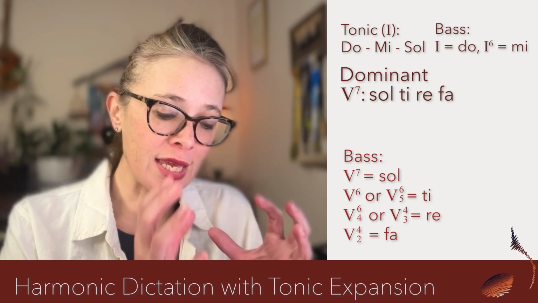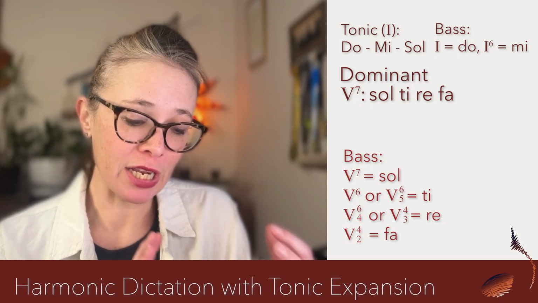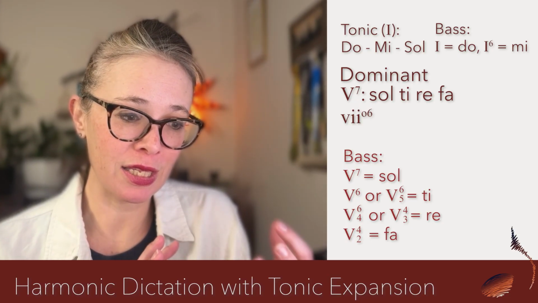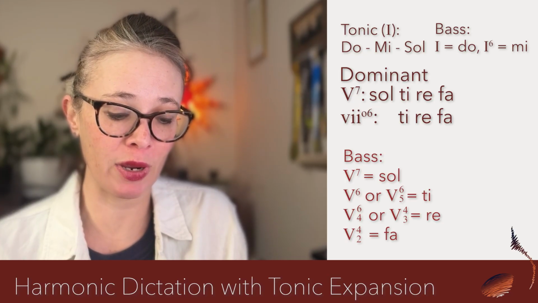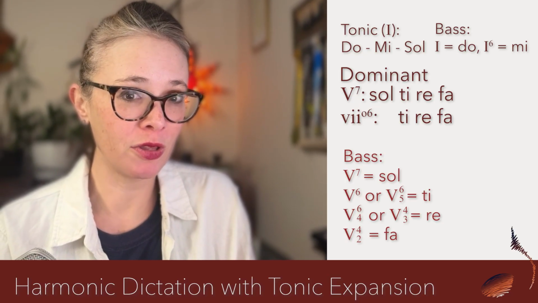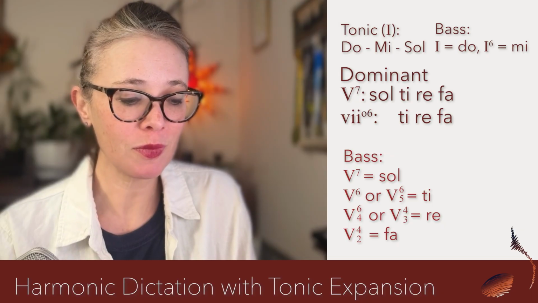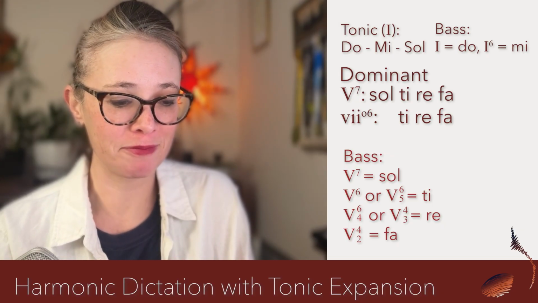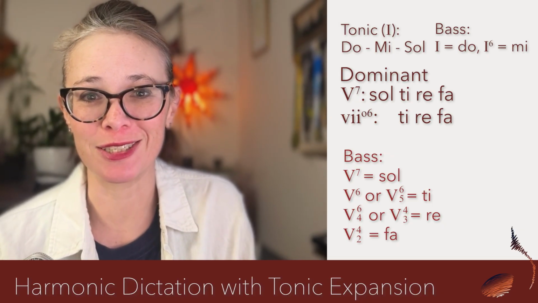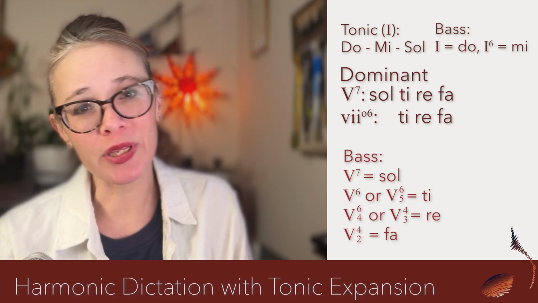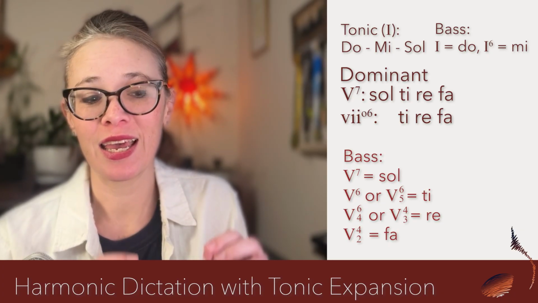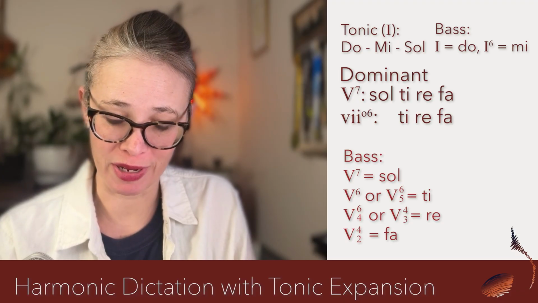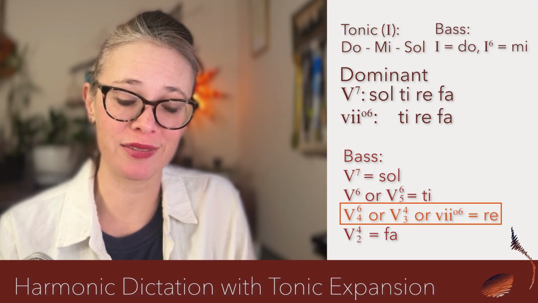Okay, so then within the dominant chord, we have this variation of it, the 7 diminished 6 chord. So if we think about the 7 diminished chord, it's ti, re, fa. So all the notes except for sol. So we really think of it as like kind of a 5 chord. It's just missing sol. And that is only ever going to be in first inversion. So 7 diminished 6. And that chord, my friends, also has re in the bass.